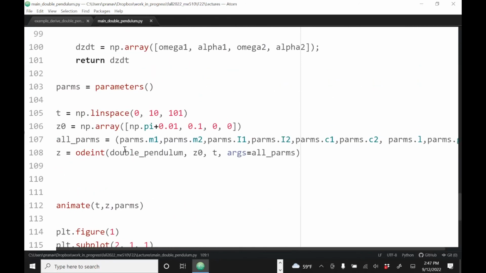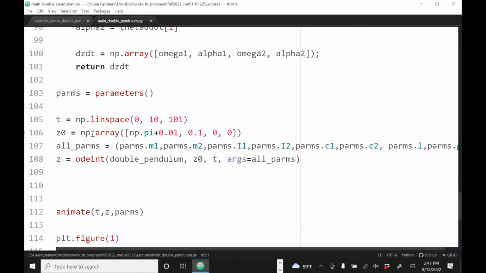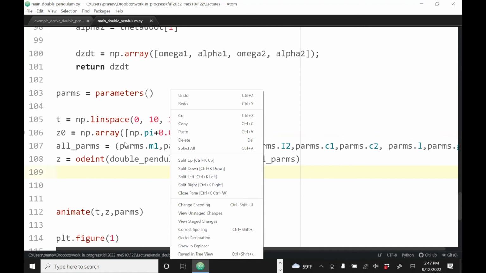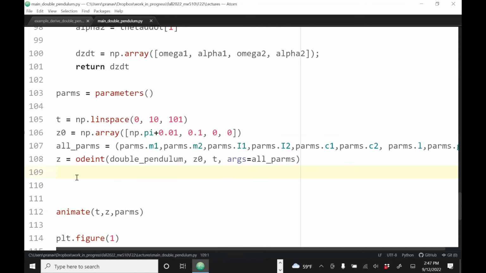It's called right here. I used ODE to integrate them. I need to define some initial state. Right now the pendulum, if you remember, has downwards as 0. If I do 180, which is pi, it's vertically up, but I shift it by a little bit, 0.01. Then I impart a little bit of velocity to link one. The other link is at 0. Pass the parameters, and this is the right-hand side. That's one part of the code. And then you do animation, which gave you that plot.